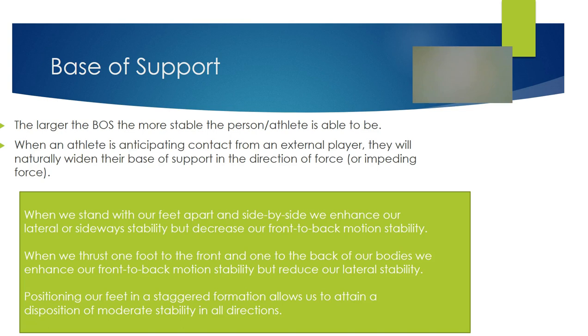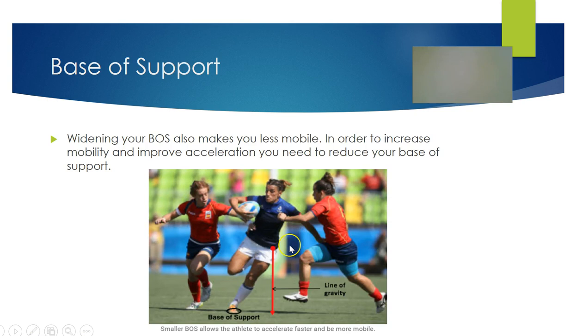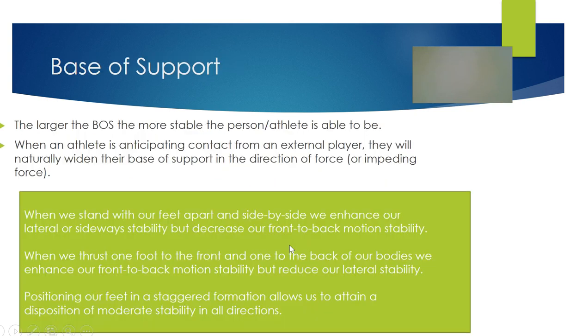When we thrust one foot to the front and one to the back of our bodies, we enhance our front to back motion stability, but we reduce our lateral stability. So if we go back, that's this stance in the middle. Okay, so we've got that staggered stance. Yes, our front to back motion stability is enhanced, but it's really difficult for us to move sideways. Positioning our feet in a staggered formation allows us to attain a disposition of moderate stability in all directions. All right.